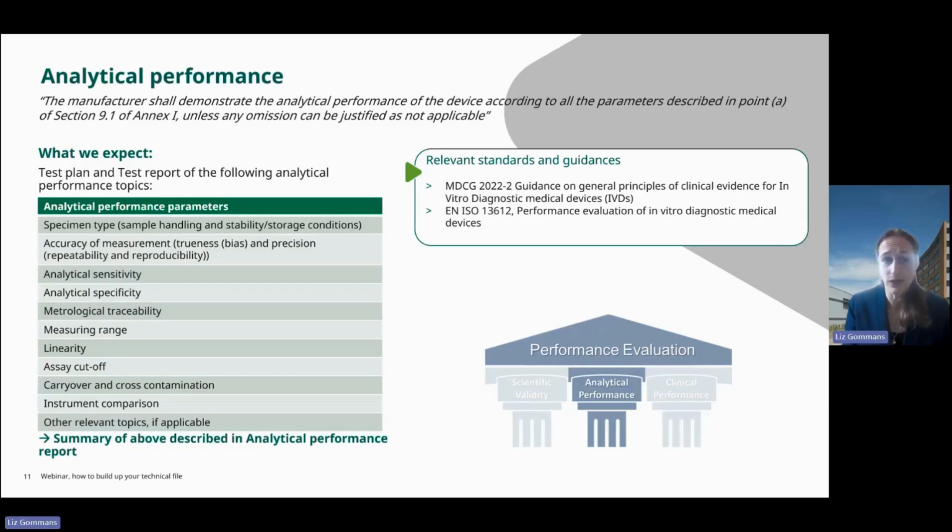Everything together is summarized in the analytical performance report. It's good to note as a manufacturer that usually how we work within a notified body, we start with the analytical performance report, and then we go back to the test plans of the specific analytical parameters. Ideally, you have a reference in your analytical performance report to the specific plan and report of that analytical parameter, so we can easily trace back where we can find all the details that we need to see. That would be very much appreciated.